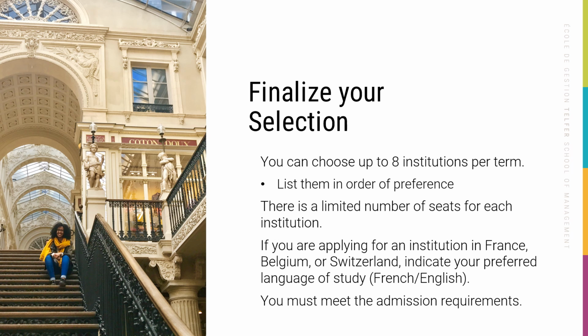If you apply for an institution in France, Belgium, or Switzerland, you will need to specify the language of study, as most partners offer courses in French and in English. You will also need to make sure that you apply to institutions for which you meet the admission requirements. Exceptions cannot be made. Another important detail to keep in mind is the term available for each partner. You cannot apply for an exchange in the fall with a partner that is only listed as being available in the winter. Finally, it's crucial that you only list institutions that you wish to attend.